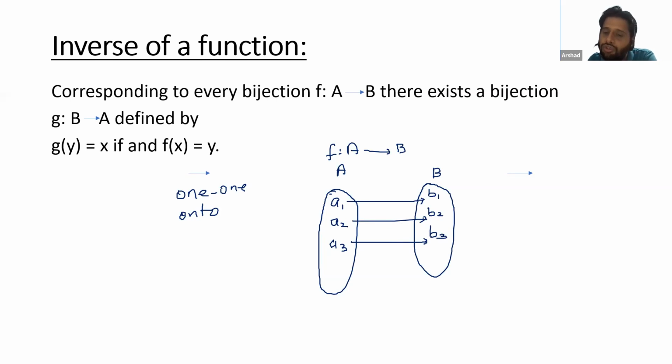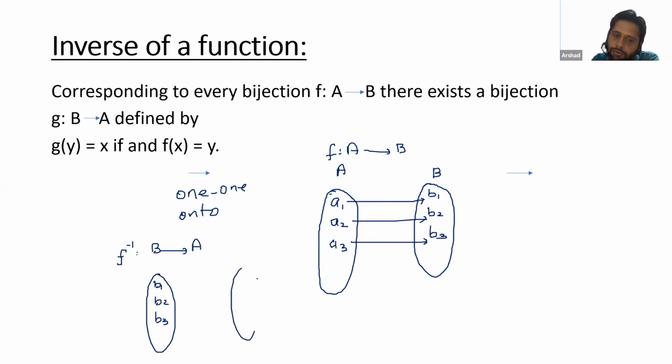So if a function is bijective, then you can find the inverse of this. Here, this is a function from A to B. What is the F inverse? F inverse will become B to A. So what you will get here? B1, B2, B3, and here you have A1, A2, A3. B1 is mapped with A1, B2 with A2, B3 with A3. So if a function is bijective, then only its inverse will exist.